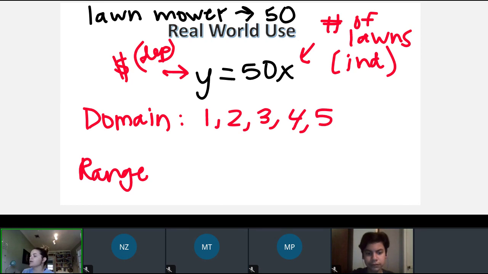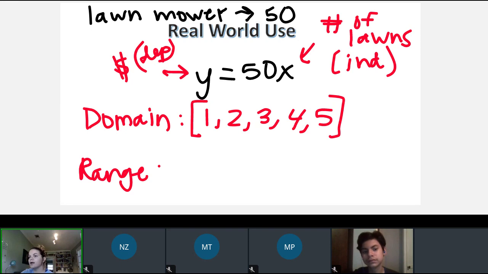right? Let's say max, we can mow 5 lawns a day. It takes us a while. We've got to have lunch, it gets dark. So we're saying, okay, we top out at 5 lawns a day. So my domain, all my possible x values, would be either 1, 2, 3, 4, or 5. Okay, I'm not going to mow 1.73 yards, right? I'm either going to do 1 or I'm going to do 2. Okay, we're not going to halfway do something.